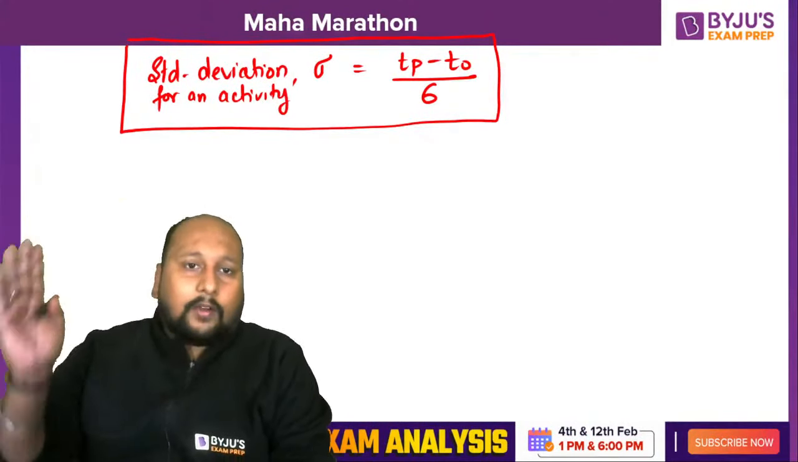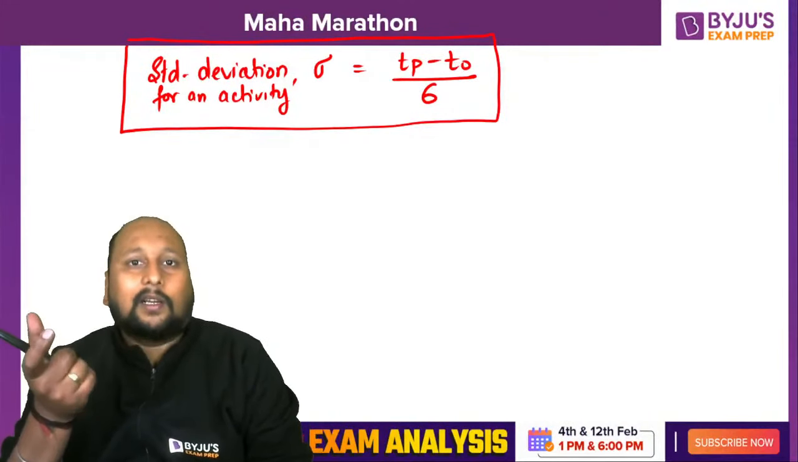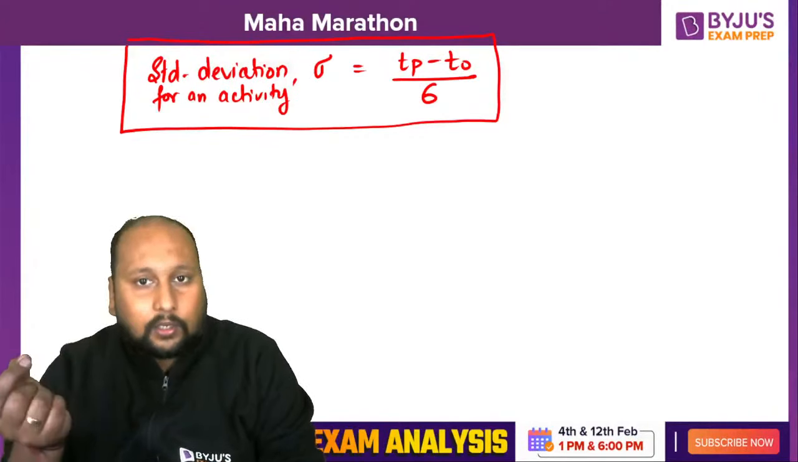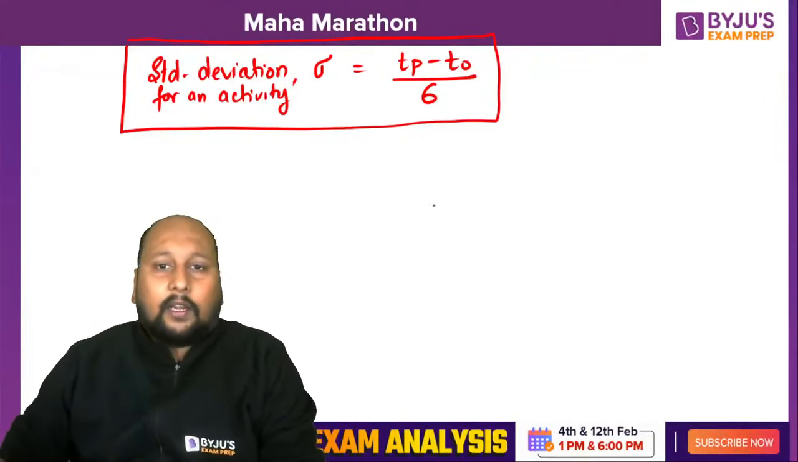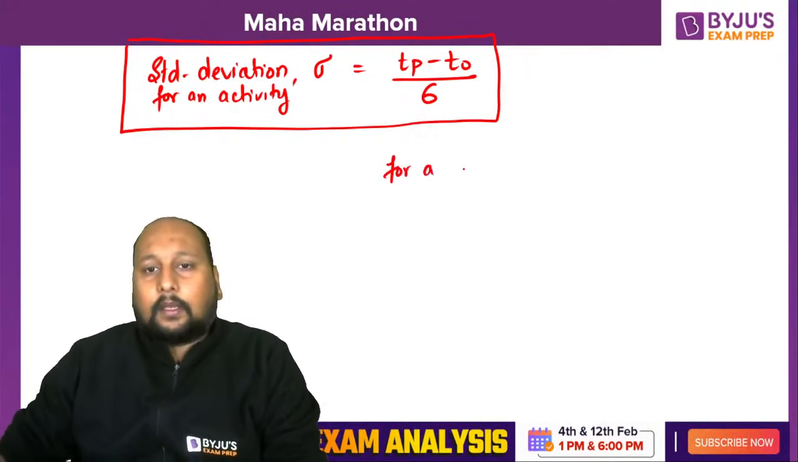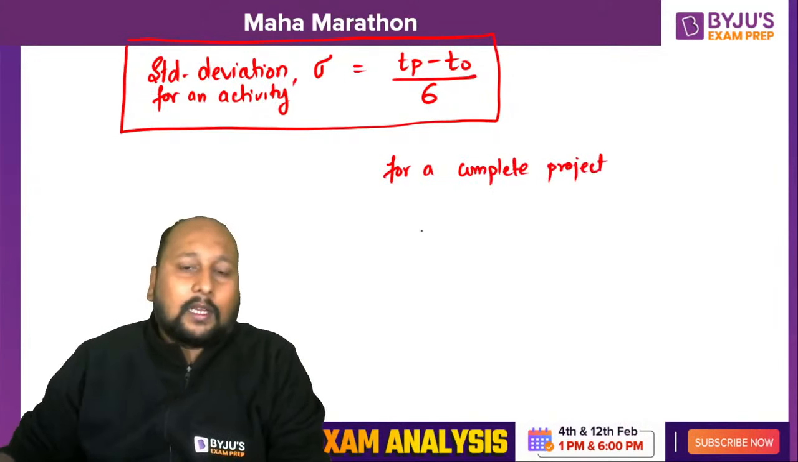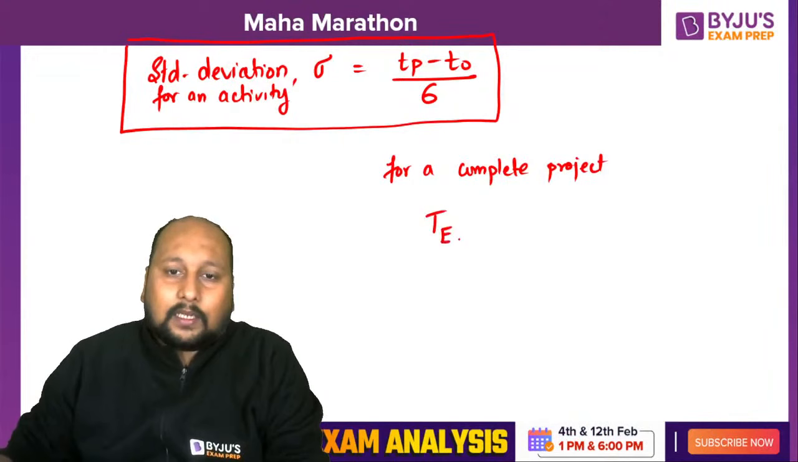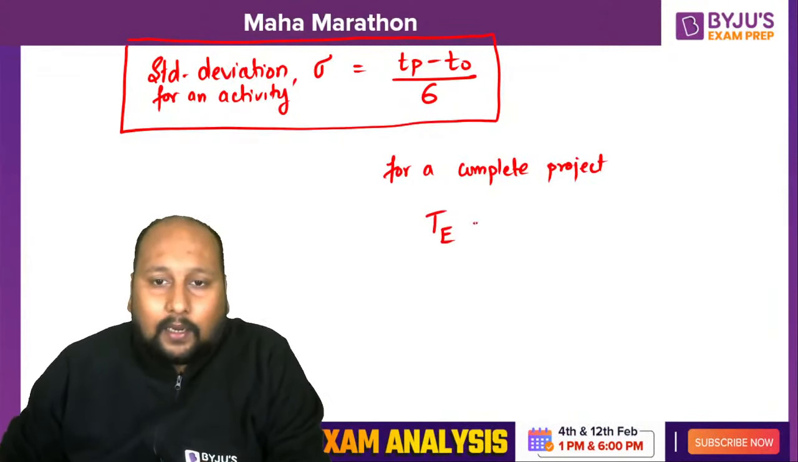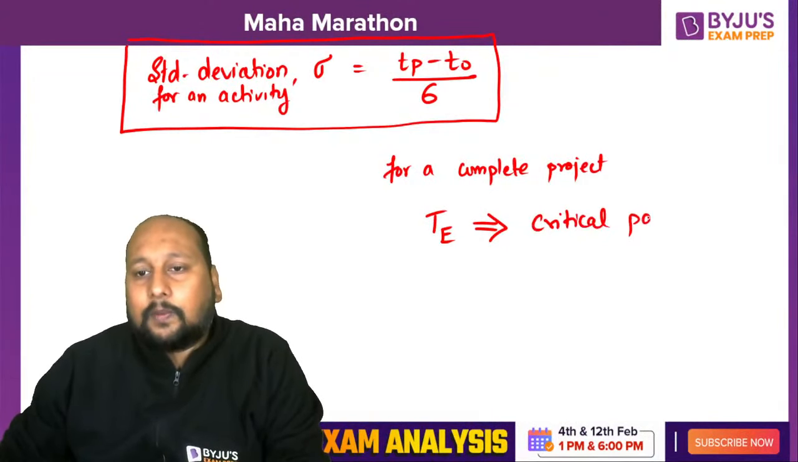So now, what we have discussed is all about the activity. We have talked about the expected completion time and the standard deviation. Now, if I want to calculate for a complete project, how can we calculate the expected completion time, that is your capital TE? This capital TE we basically get from the critical path.